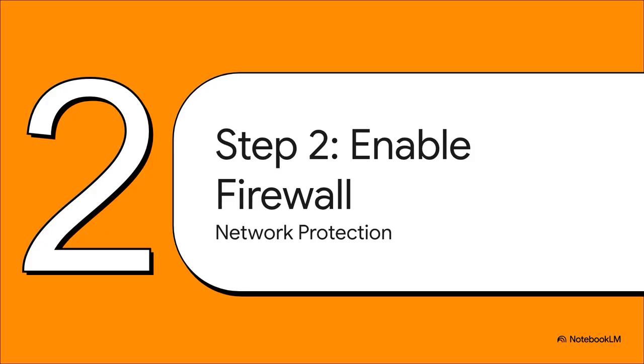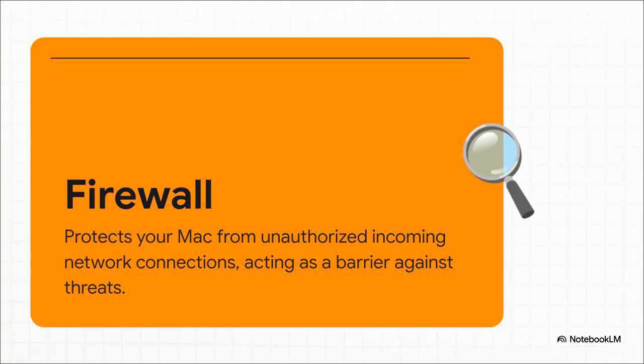Great. Now that your data is secure if your Mac is ever stolen, let's talk about protecting it from online threats. So for step 2, we're going to enable the firewall. What's a firewall? Well, it's like having a security guard for your internet connection. It stands at the front door of your computer and inspects everything trying to come in from the network. If it sees something suspicious or unauthorized, it blocks it. It's a really simple but effective barrier.